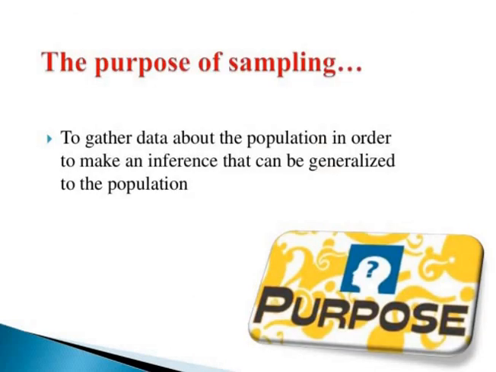What is the main purpose of sampling? It is to gather data about the population, so that we can make an inference that can be generalized to the population. That is, when we study a few numbers from the population, we get an idea about the whole population. So that is the main purpose of sampling.